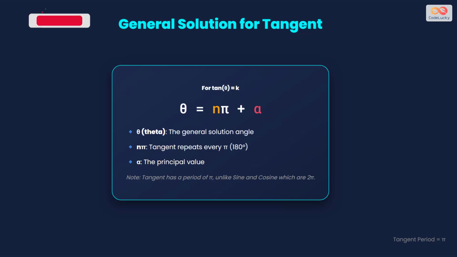Finally, we have the tangent function. This one is the simplest. Theta equals n times pi plus alpha. Notice it is just n pi, not 2n pi. This is because the period of the tangent graph is only pi, or 180 degrees. It repeats twice as often as sine or cosine.